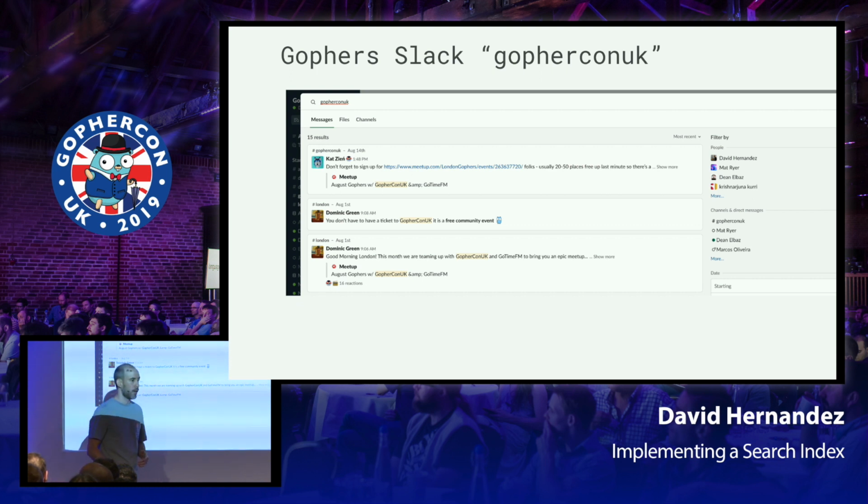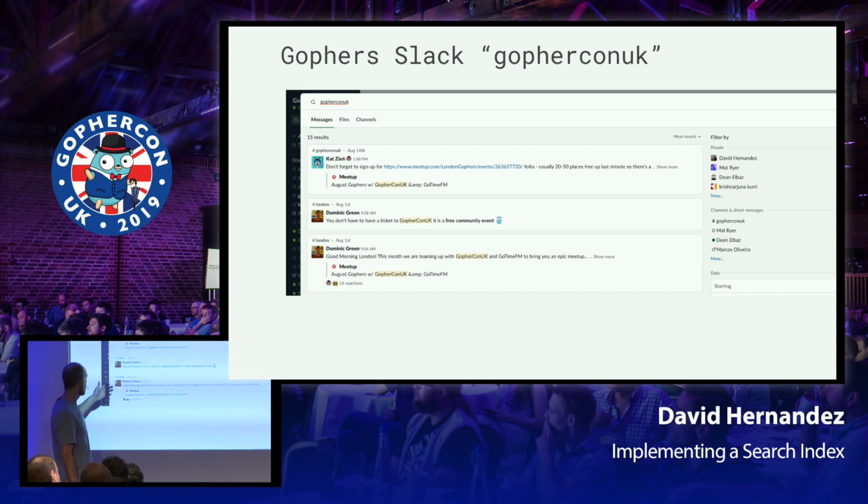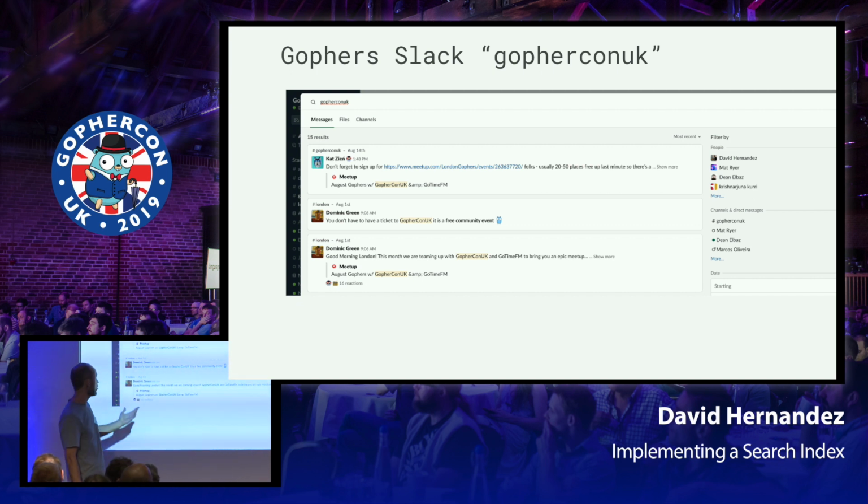I think Slack implements search with Elasticsearch, and if I have a good keyword to search, like GopherCon UK, I search on Slack, and two nice gophers like Dominic and Kat have a good answer because they mentioned that keyword. I was looking for that, so it's a pretty good search.